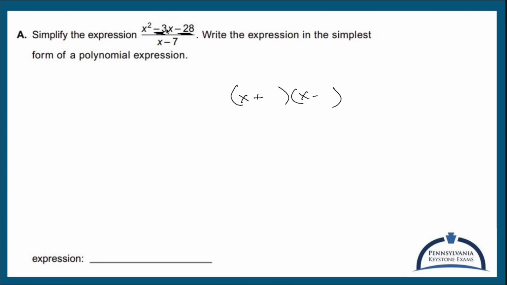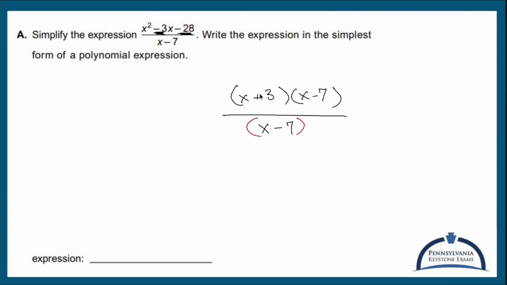Now, which one gets the negative, the 7 or the 4? Well, since this is -3, the larger number is going to get the negative. So you have x plus 4, x minus 7, all over x minus 7. Now, the entire denominator is a group.